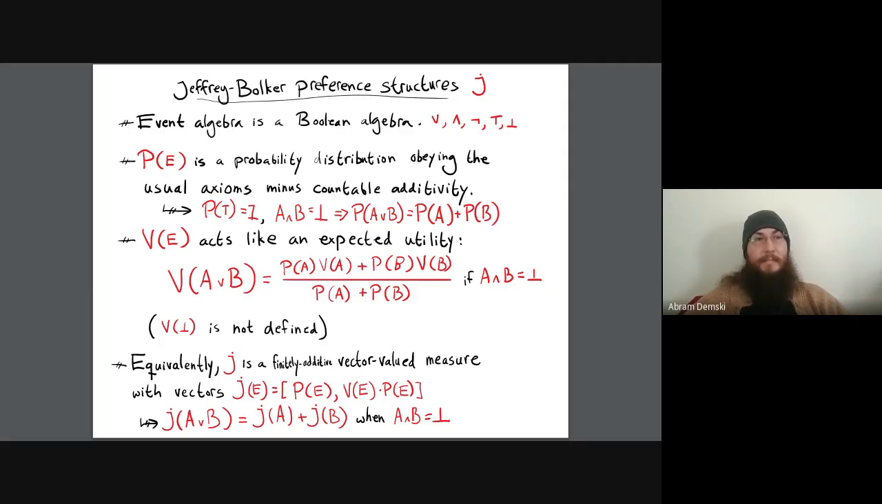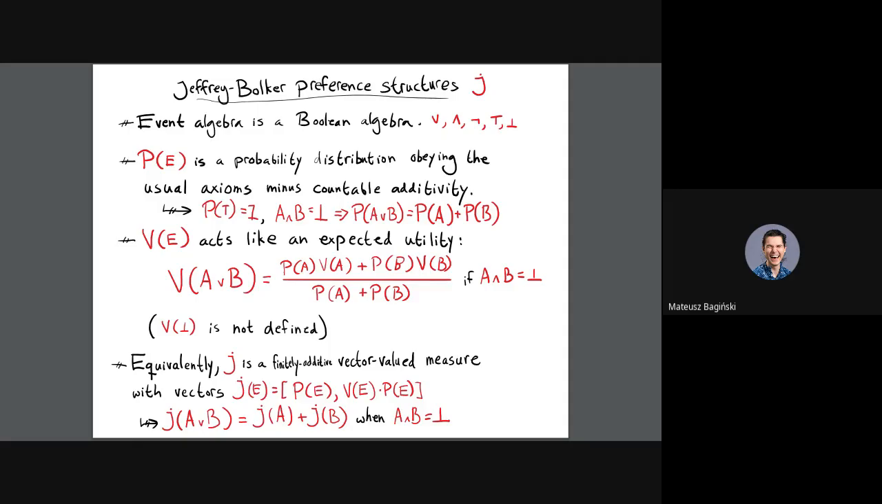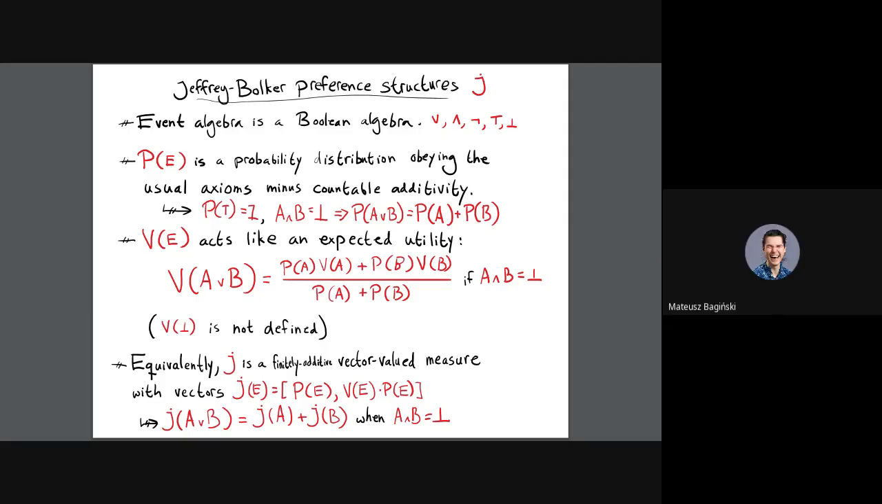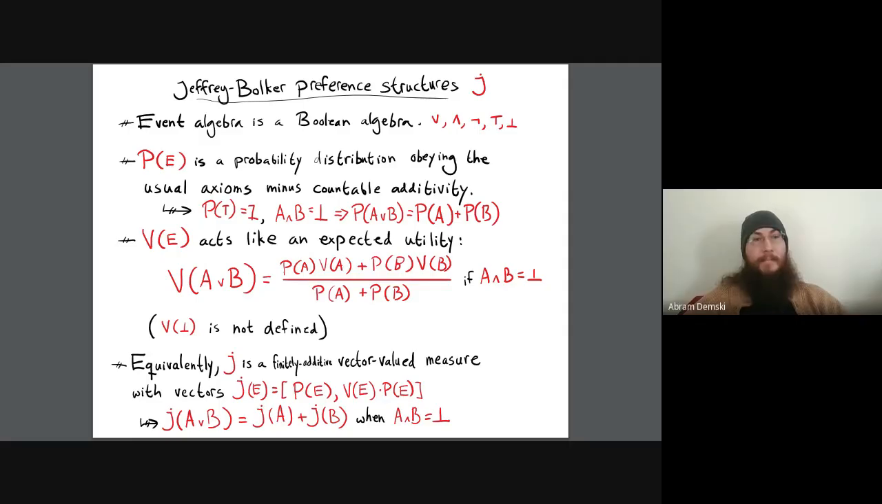Mateusz? Does Jeffrey-Bolker use the value of the top element as something like the default, like a 0 in the utility function or something? Yeah, that's a good way to think about it, because it's just the average of everything. Yeah, because I think he was using something like that in The Logic of Decision when I was reading this some time ago. Yeah. So the value of top is just, well, how good do you expect things to be, not conditioning on anything.